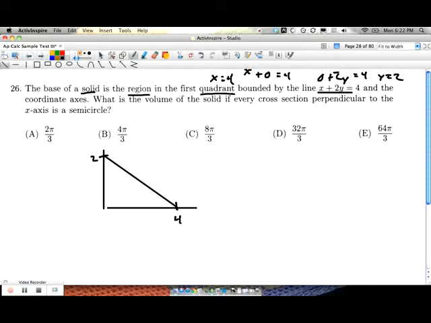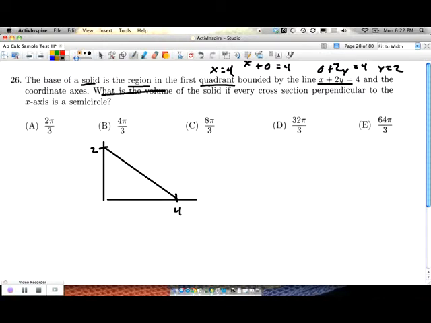And now let's see what we're trying to do after that. I just want to get that kind of information out of the way, and the coordinate axis. What is the volume of the solid if every cross-section perpendicular to the x-axis is a semicircle? Well, let's talk about semicircles for a second.